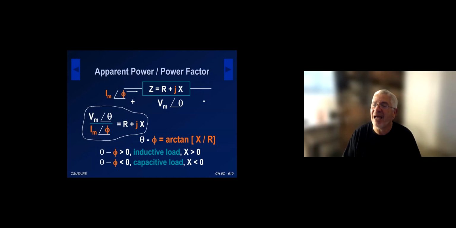So I can ask you, is the circuit inductive or is the circuit capacitive? That information flows from the ratio of voltage to current. If, on the other hand, theta minus phi is negative, you can conclude that you're dealing with a capacitive circuit. That means X is negative. Those are important pieces of information gleaned from looking at the voltage and current relationship.